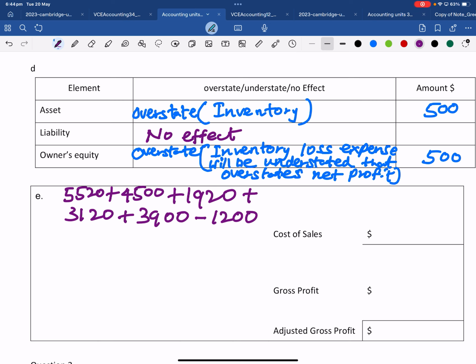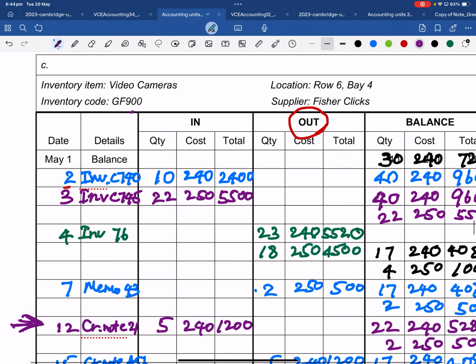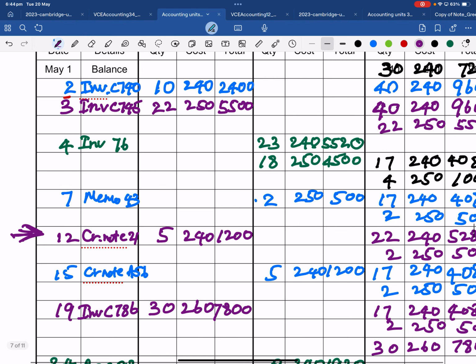And now you guys have to calculate. That's your calculator. You can't use the phone in the exam, so you are not allowed to get it for now. Let's see your calculator. What was the minus 1,200? 1200 is the cost of sales of the sales return. We will find them under the in column, supported by the credit note.